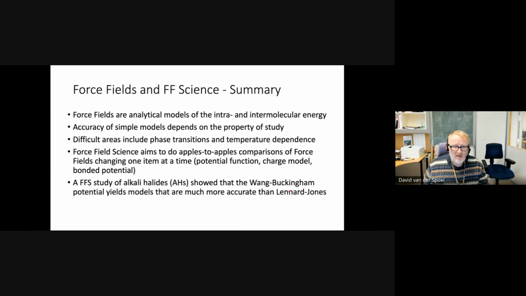And we showed that the Wang-Buckingham potential, for instance, yields models that are much more accurate than Lennard-Jones. And the charge model used for the alkali halides that I just showed was challenged in later work. So I will come back to that after the break to show how we can improve on this model that just has two Gaussians.